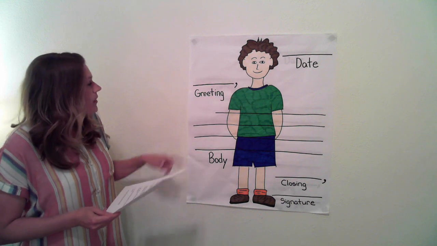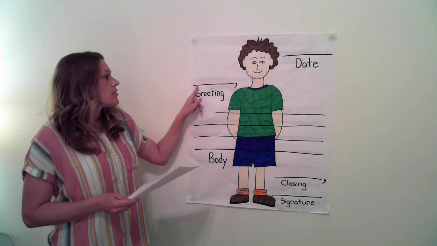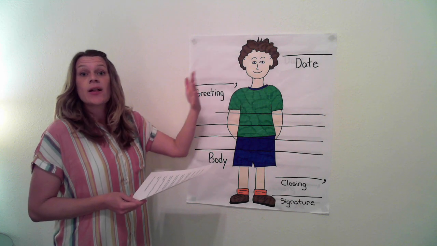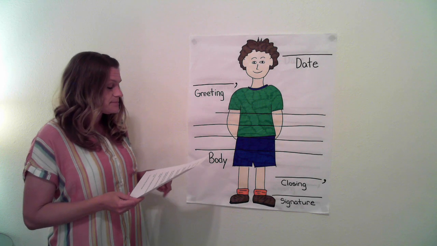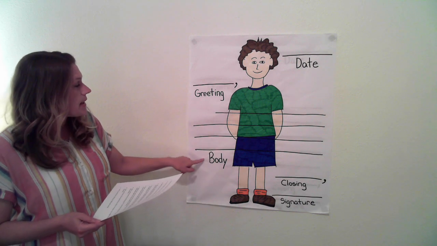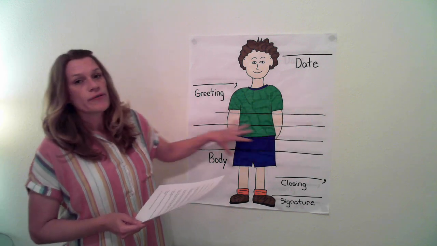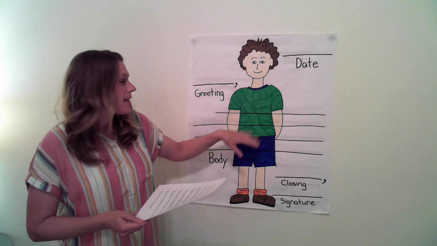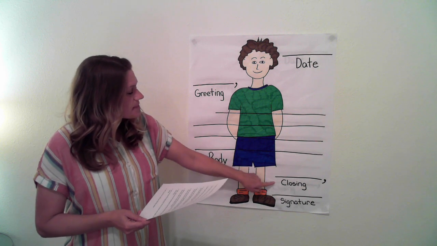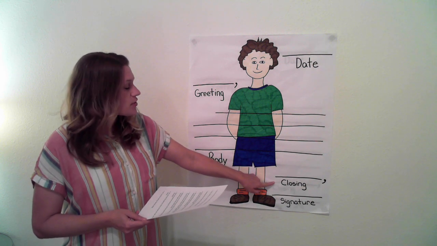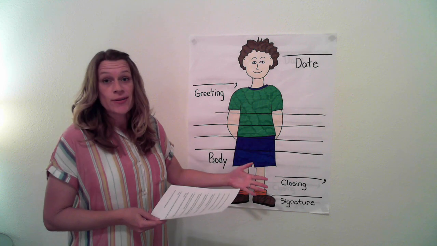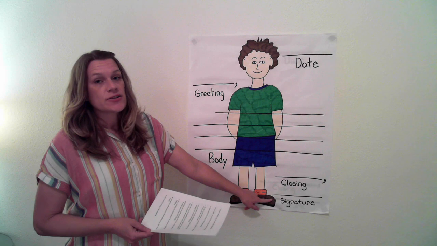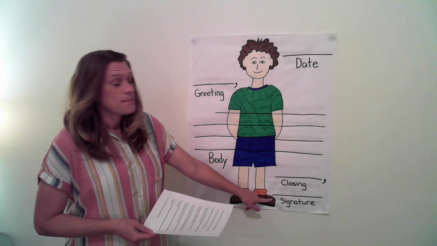The next part is our greeting. So the greeting is going to be near the mouth because when we greet people, when we say hello, we're speaking to people. So then the next part is the body, and the body is the main part of our letter, and that's why it's pretty much covering his entire body. And then we work our way down to the closing. So the closing is what closes our letter. That's how we end it. And then at the very end, we have our signature, where we just write our name.